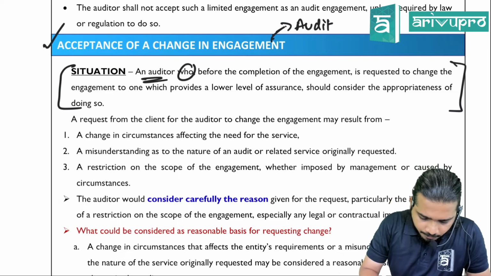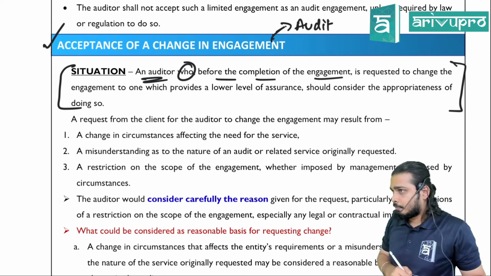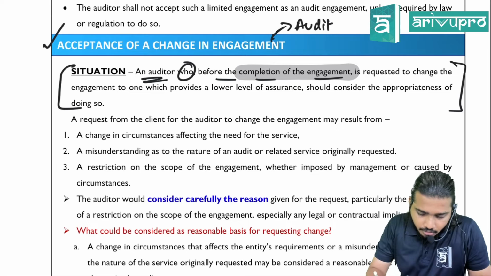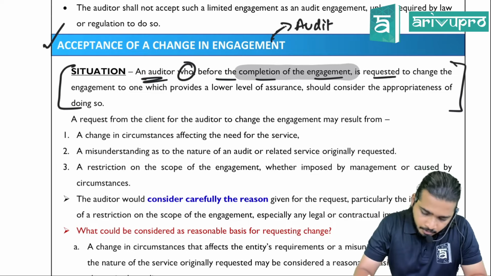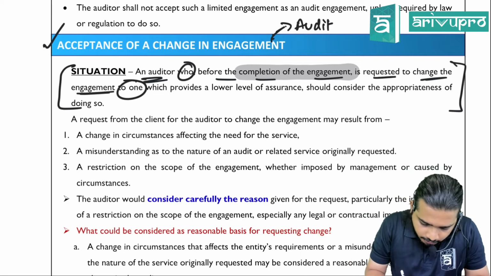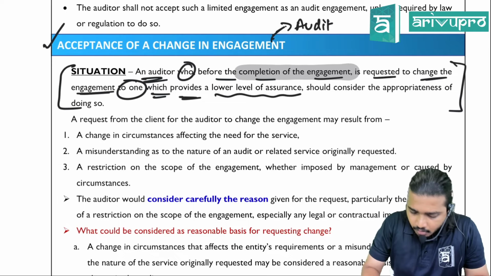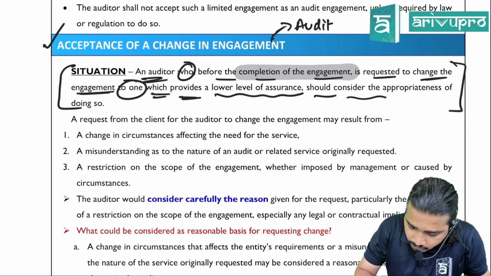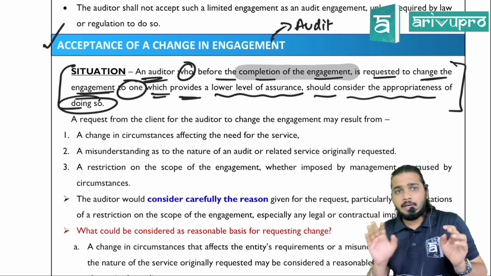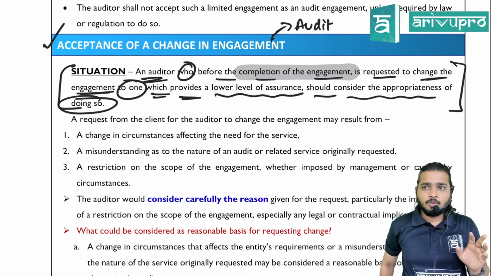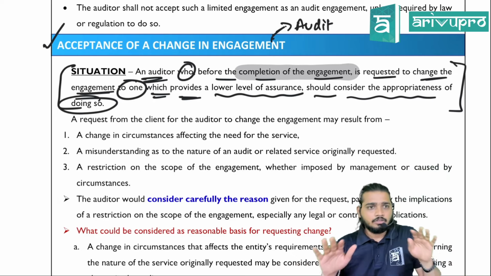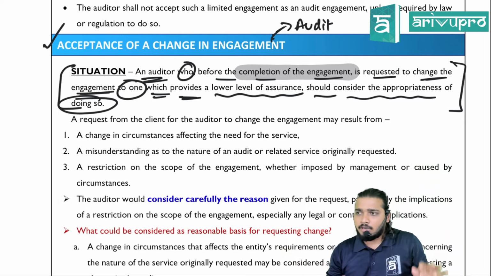An auditor who, before completion of the engagement, not the start, is requested to change the engagement to another engagement which provides a lower level of assurance. You should consider the appropriateness of doing so. Never say no directly. Imagine I am teaching auditing for 120 hours. I know that I can slowly go through the syllabus and teach you in 120 hours.